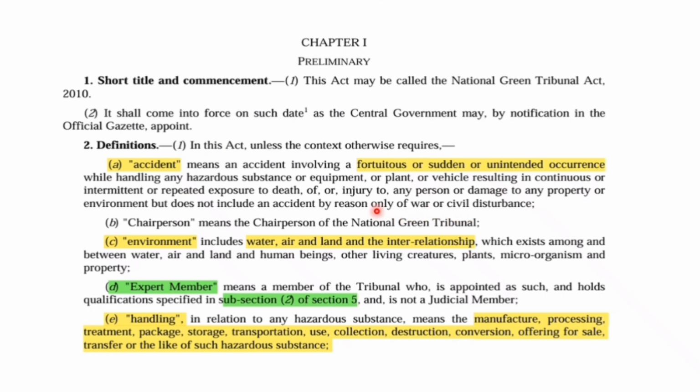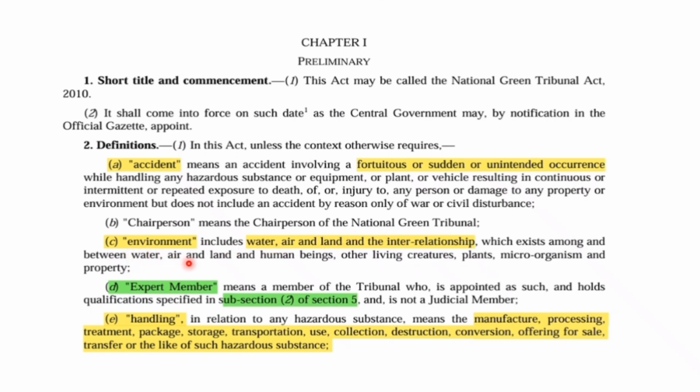So you have to remember this: war and civil disturbances and the result of such war and civil disturbances will not come under the accident. It includes only the fortuitous or sudden or unintended occurrences while handling some hazardous substances, and it must result in death or injury to a person or damage to a property. Then moving to chairperson, it's nothing but chairperson of the National Green Tribunal.